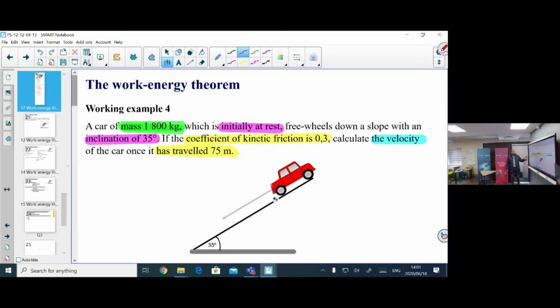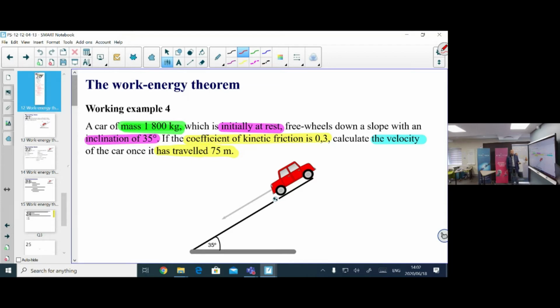As you can see here, we're still busy with a car of mass 1,800 kilograms, which is initially at rest. It tells us that the initial velocity there is equal to 0. Now it free wheels down a slope with an inclination of 35 degrees. In other words, we've been given the angle theta, which is 35 degrees. If the coefficient of kinetic friction is 0.3, we talked about this. This is the value of mu, and then it tells us that kinetic friction is always opposing the motion of an object. They requested us to calculate the velocity of the car once it has traveled 75 meters.